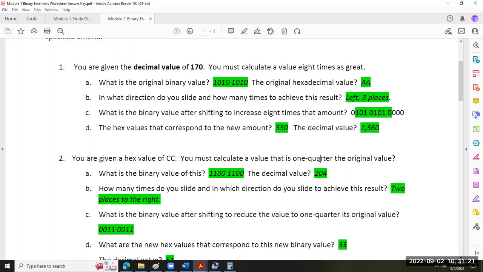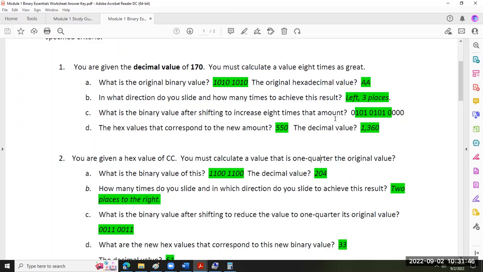What about 1/4? Well, 1/2 is in the other direction. I'm shifting once to the right, that's 1/2. Once to the right again, that's 1/2 squared, that's 1/4. If I shift to the right again, that's 1/2 times 1/2 times 1/2, that'd be 1/8, right? So I can change the value of a thing just by shifting the bits, right?